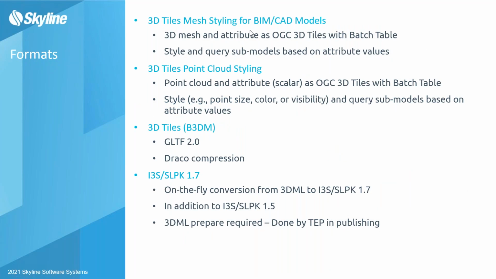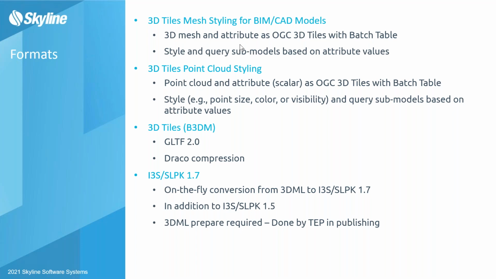So what we have is we allowed better mesh styling, for example, for BIM and CAD models. We actually use the 3D mesh, and attributes are stored and shared with a batch table, which is a 3D tiles concept that adds an annotation associated with each of the features, each of the meshes in the 3D tiles. So you have a 3DML of a BIM, and it actually carries attribute information.